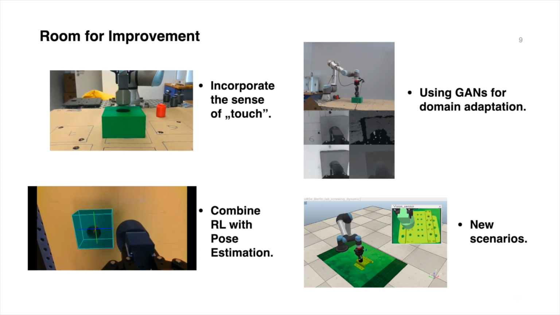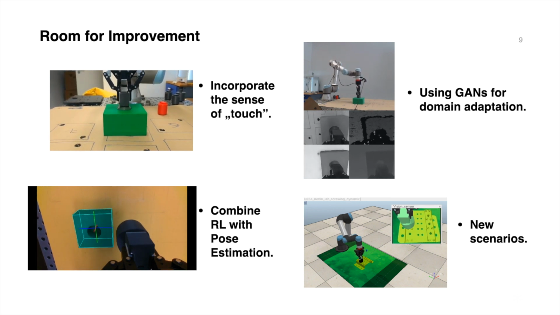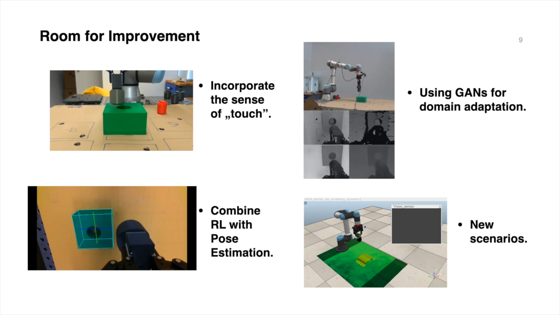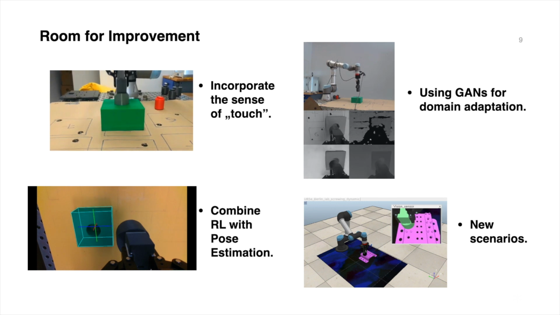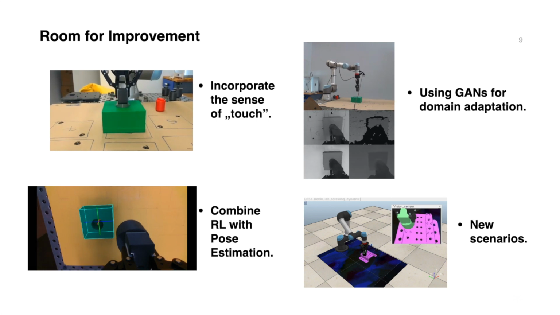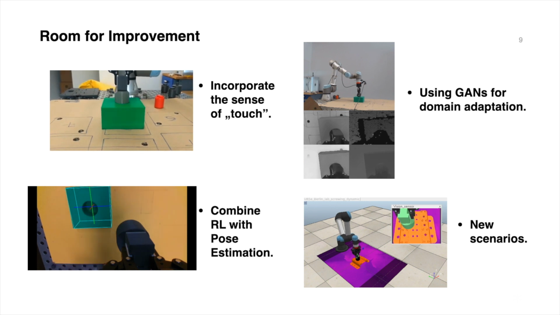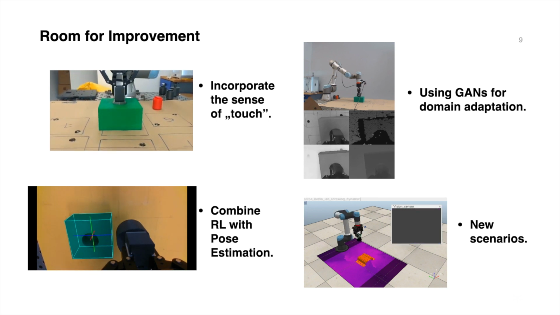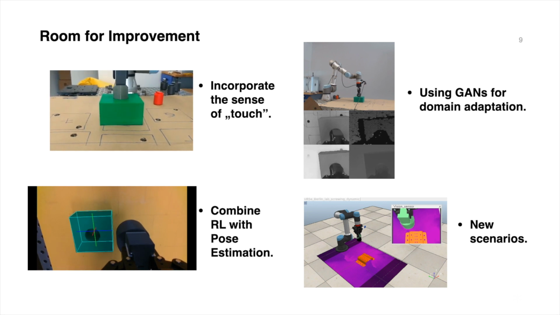We are working actively to improve on our recent results. The improvements include, for example, endowing the robot with the sense of touch. We are also trying to combine reinforcement learning with pose estimation network or GANs. For instance, GANs helped us to map real camera image into simulation camera image so the model sees images in the same distribution with which it was trained on. Finally, we are also successfully tackling new assembly scenarios such as screwing.